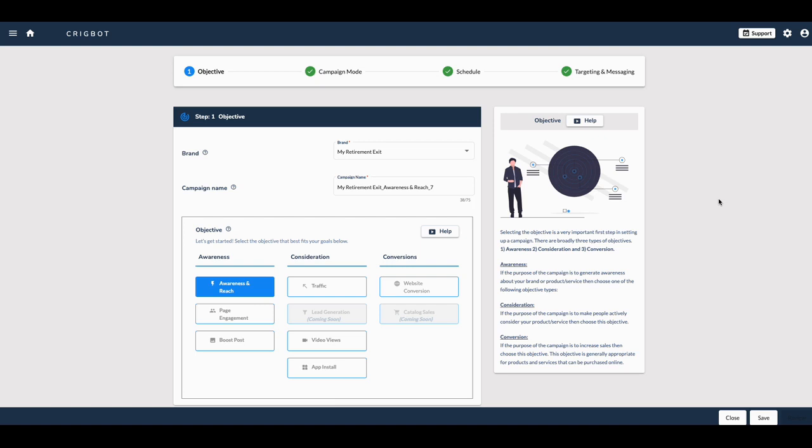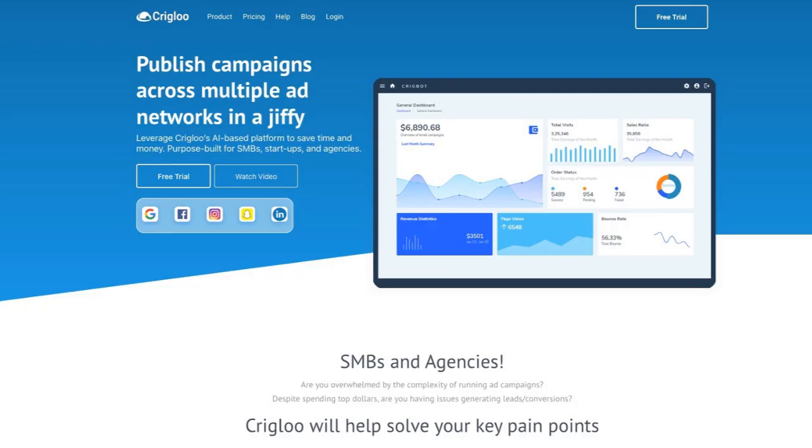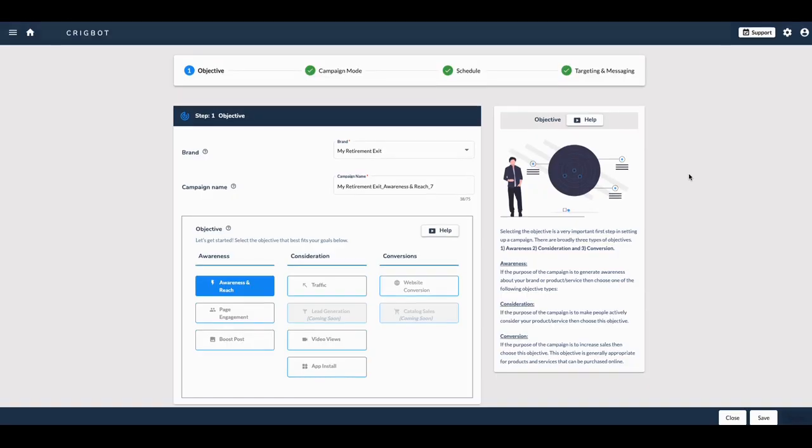So with all that out of the way, let me share with you what I have in front of you. I have in front of you a tool by the name of Crigloo. And this is the Crig bot. This is the setup portion.